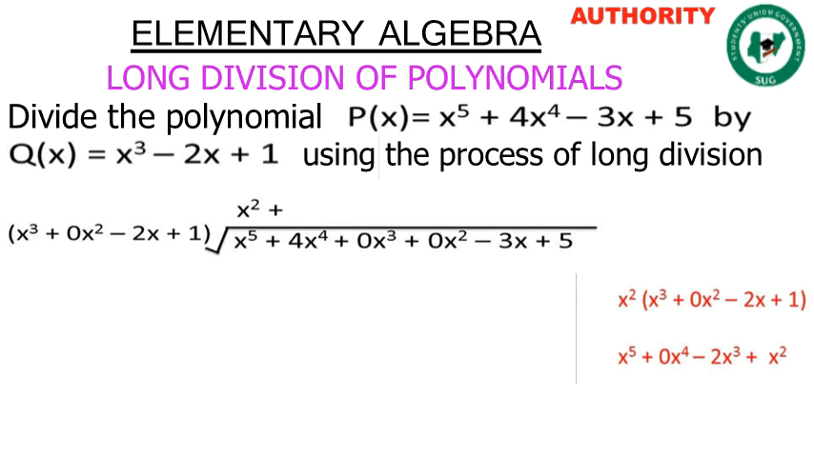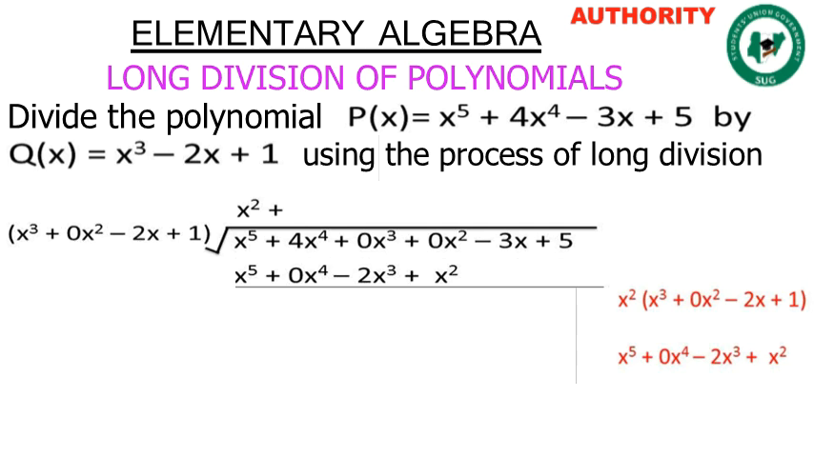So now we have x raised to the power 5 plus 0x raised to the power 4 minus 2x raised to the power 3 plus x squared. We are going to write it under our dividend. After we write it, we are going to perform subtraction.